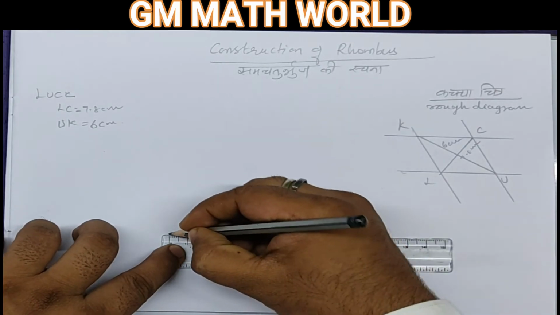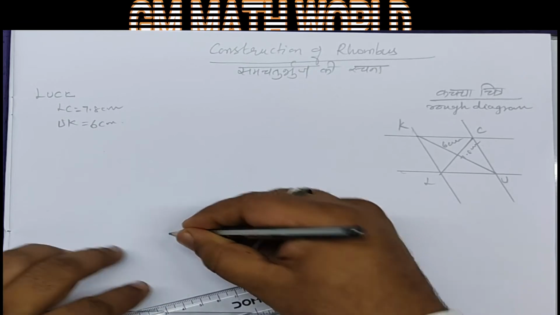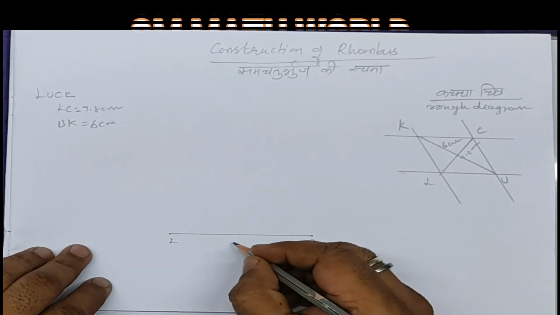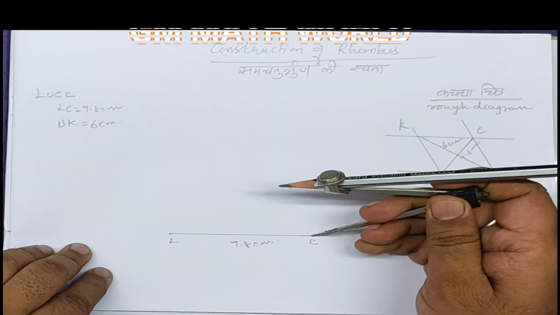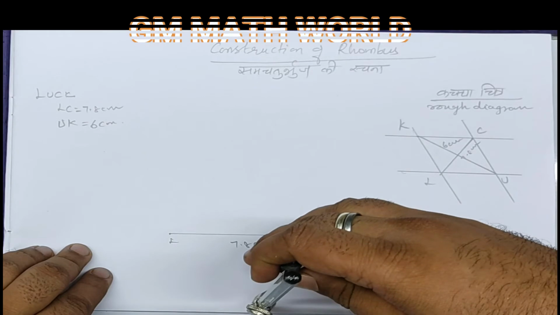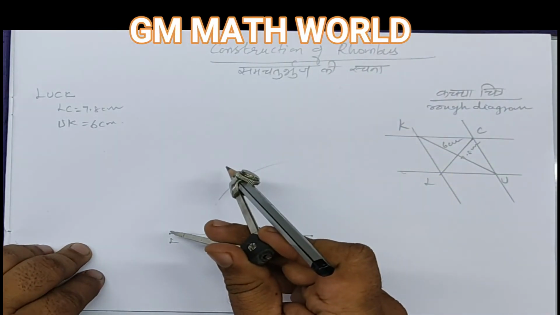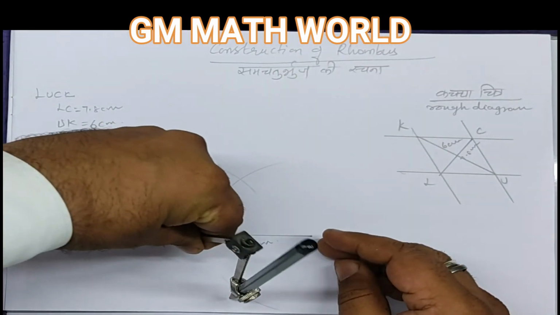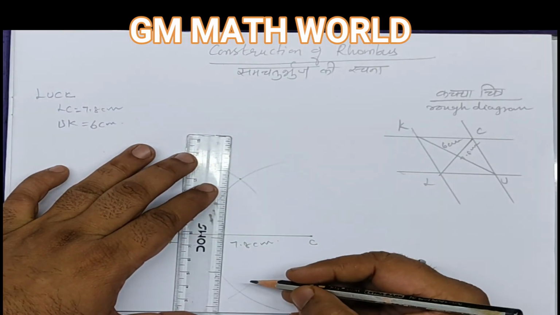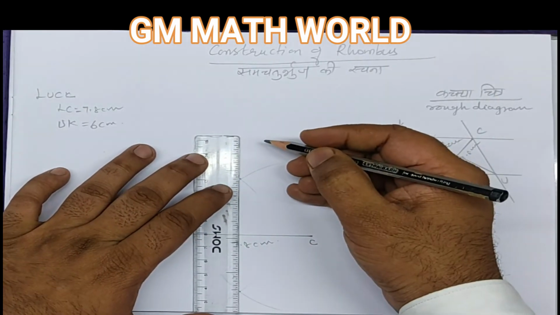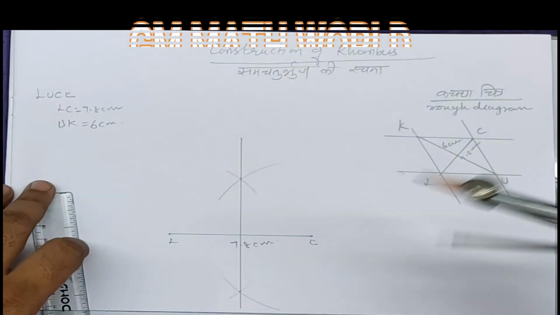Now, to get the perpendicular line, we have to draw the perpendicular bisector by taking more than half of LC in the compass. From L we have to draw the arcs above and below LC, and from C we have to draw two more arcs which cut the previous arcs. Joining both the points of intersection, we will get the perpendicular bisector.